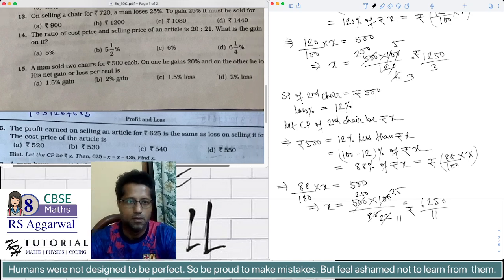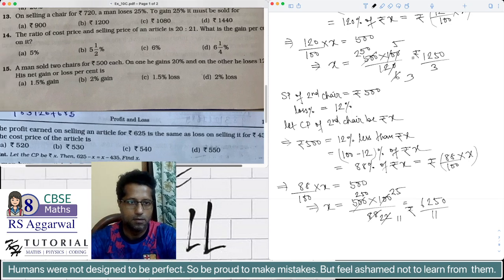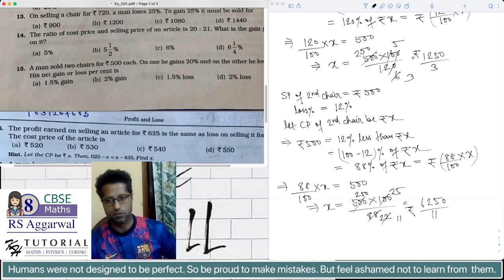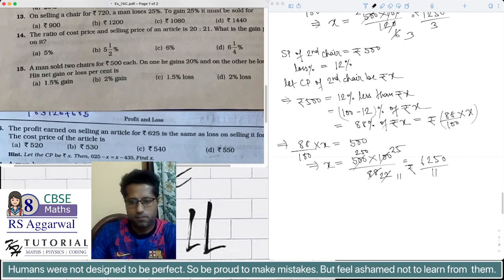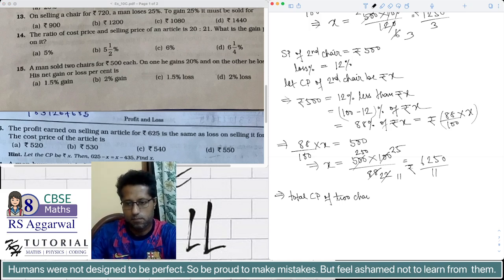also know the total selling price of the two chairs is obviously 500 plus 500, which is 1000. So this implies total CP of two chairs is equal to rupees 1250 divided by 3 plus rupees 6250 divided by 11.